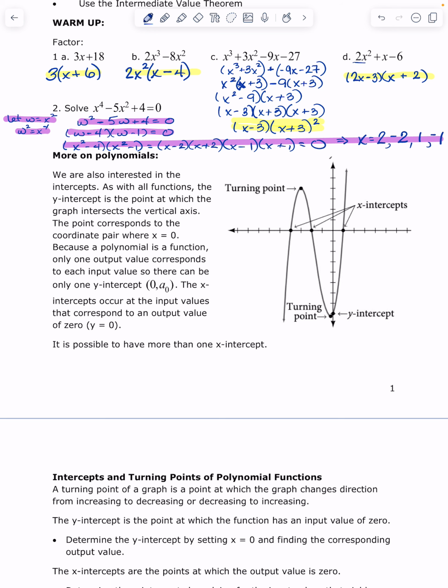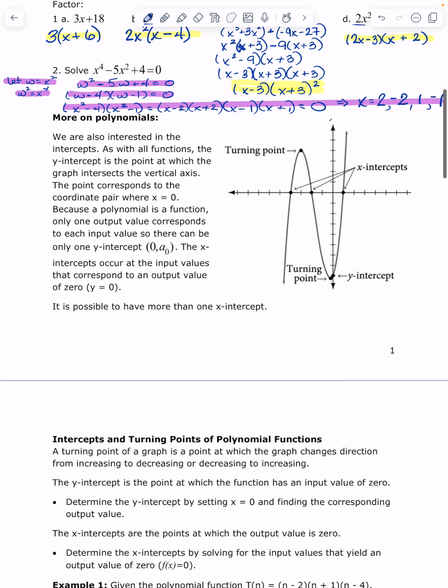Okay. So when we talk about polynomials, we start by factoring, doing what we did above. That gives us the x-intercepts. The x-intercepts we find by looking for the x's that make y equal 0. And that is this part down here.